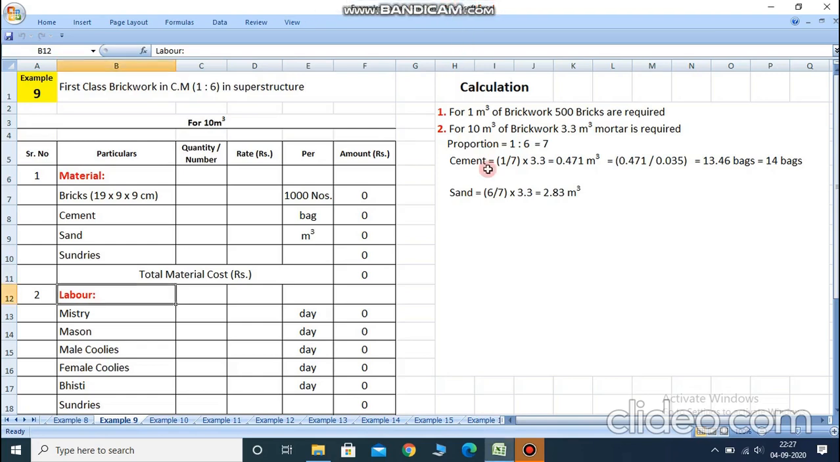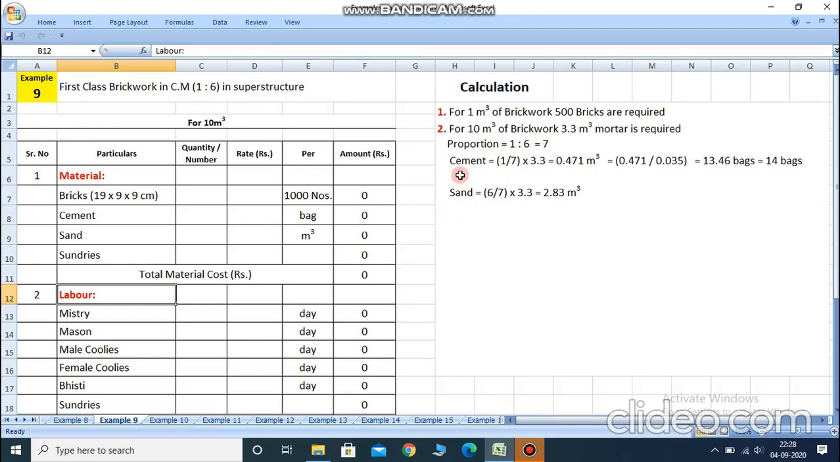Now for 1 meter cube brickwork, 500 bricks are required. It's a simple calculation and we already discussed it in the first lecture. For 10 meter cube of brickwork, 3.3 meter cube mortar is required, since for 1 meter cube brickwork 0.33 meter cube mortar is required. The proportion of the mortar is 1:6, so 1 plus 6 is equal to 7 in total.